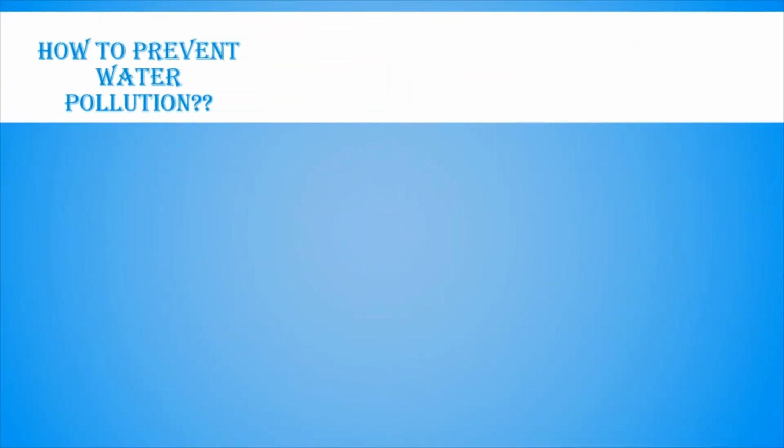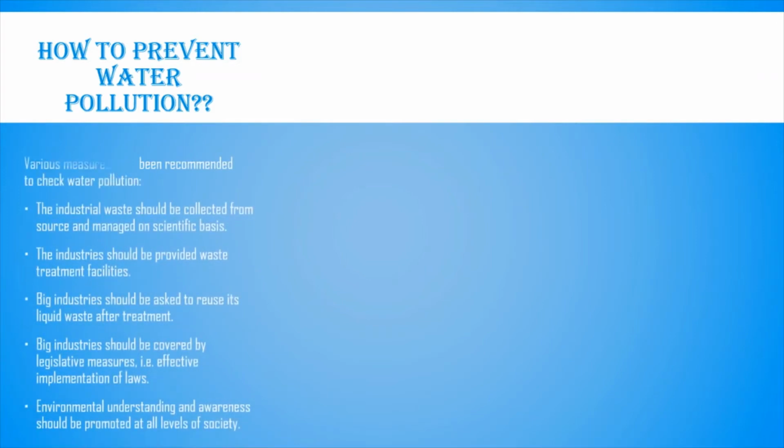How to prevent water pollution? Various measures have been recommended to check water pollution. The industrial waste should be collected from source and managed on scientific basis. The industries should be provided waste treatment facilities. Big industries should be asked to reuse its liquid waste after treatment. Big industries should be covered by legislative measures, that is, effective implementation of laws. Environmental understanding and awareness should be promoted at all levels of society.